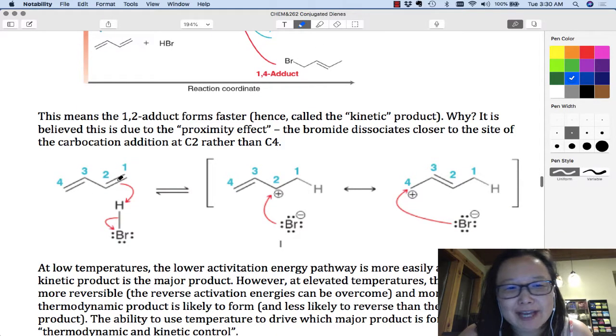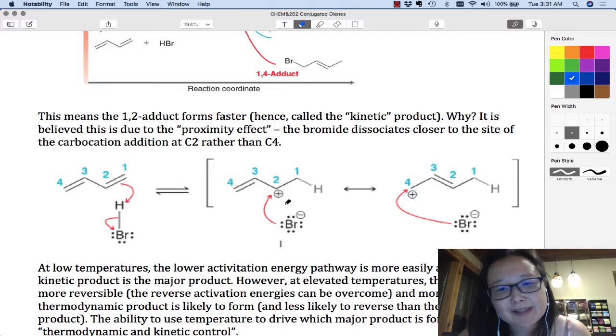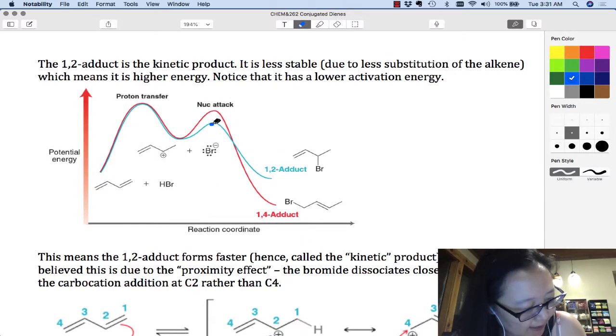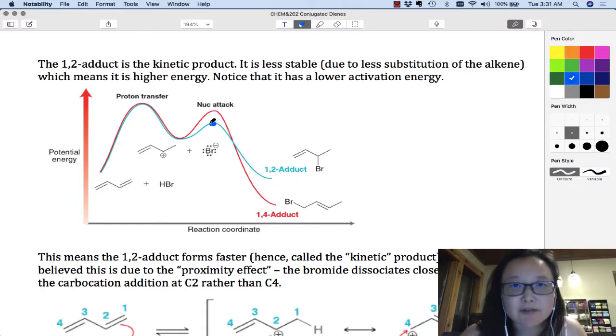If you look at this reaction here, remember this attacks here, this gets let go, we make a carbocation, and then you could have the bromide either attack here, or have the resonance occur and attack here. Well, proximity effect says it's faster if the bromide attacks here because it's already there. It just dissociated right here, so now it just attacks. So that explains why the kinetic 1,2 product is going to have a lower activation energy, because it's observed to be faster. So relatively speaking, the 1,4 adduct has a higher activation energy as a result.